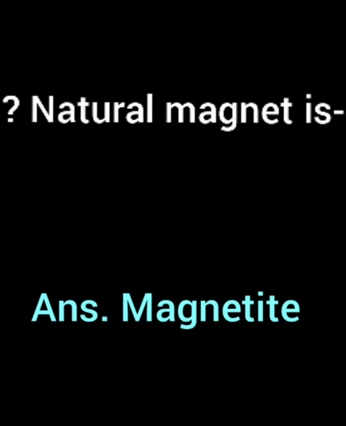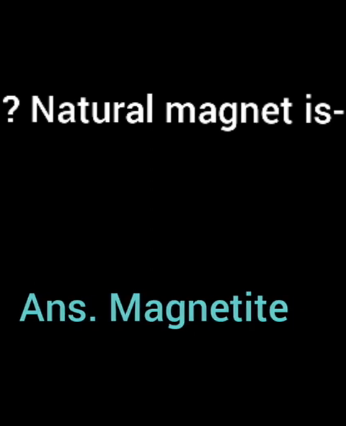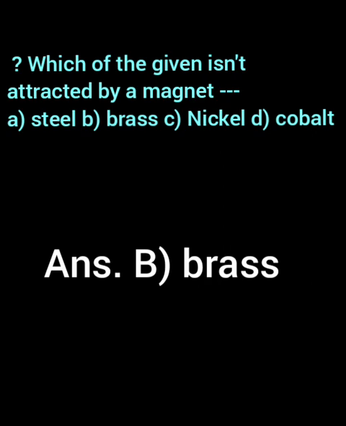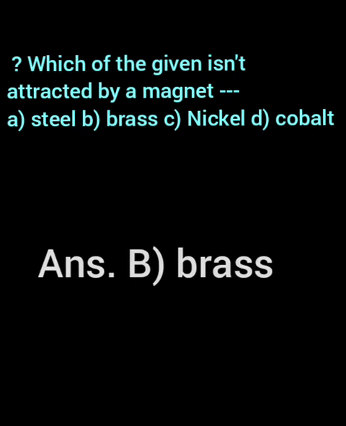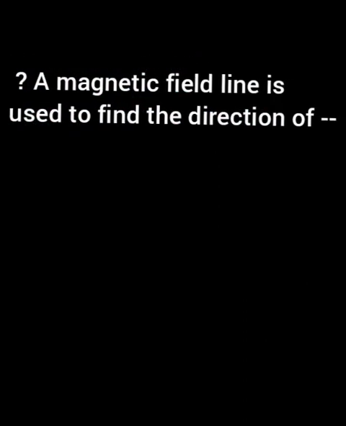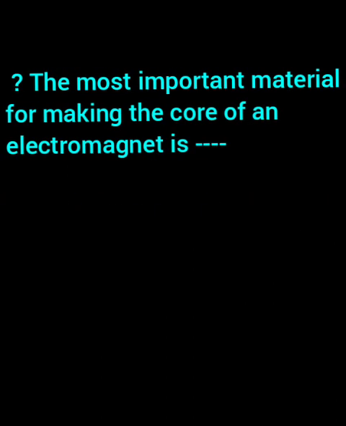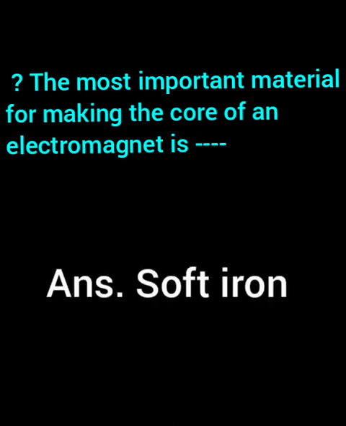So now question next. Which of the following is not attracted by a magnet? The four options are brass, steel, nickel, cobalt. Among those, the correct option will be brass. Question next, a magnetic field line is used to find the direction of. So here the correct option will be magnetic field. Question next, the most important material used for making the core of an electromagnet is soft iron. Where you get soft iron, that will be the correct option.